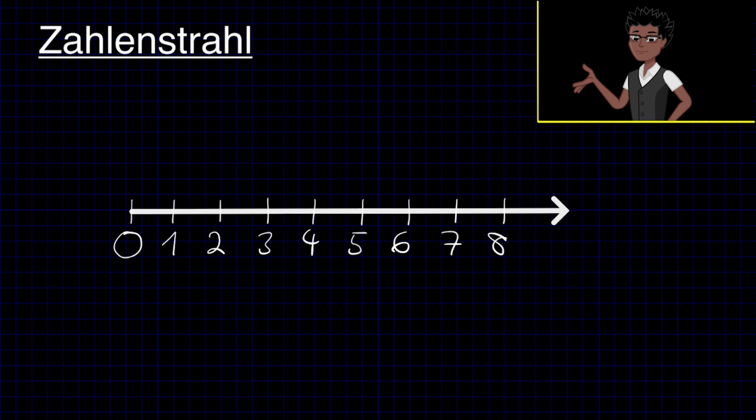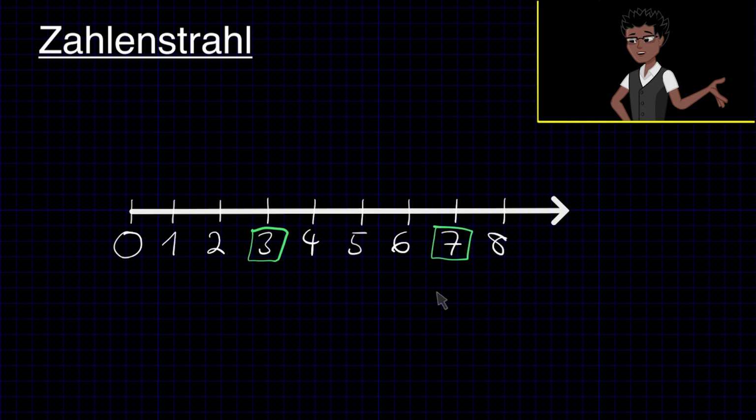A number line is particularly useful for comparing two numbers. For example, if you want to compare 3 and 7, you can immediately see on the number line that 7 is further to the right than 3. This means that 7 is greater than 3. Conversely, you can also say that 3 is smaller than 7.